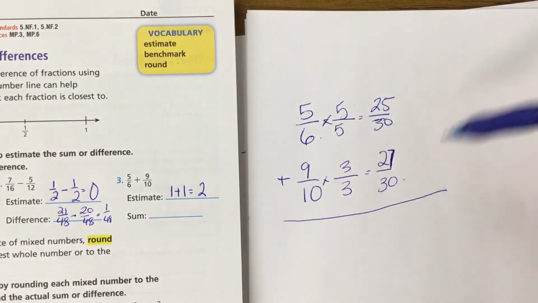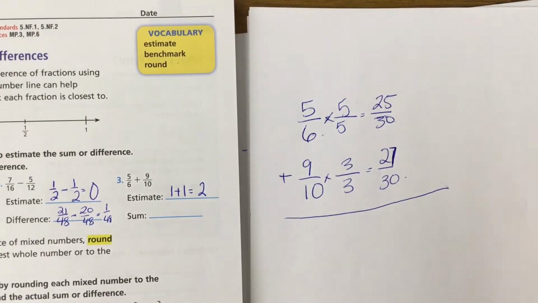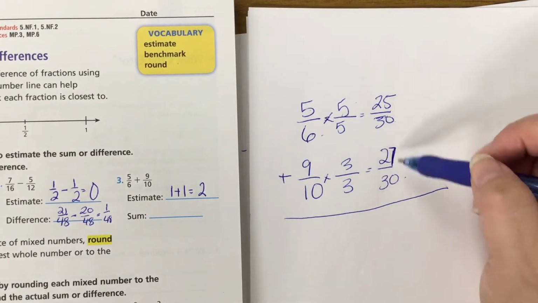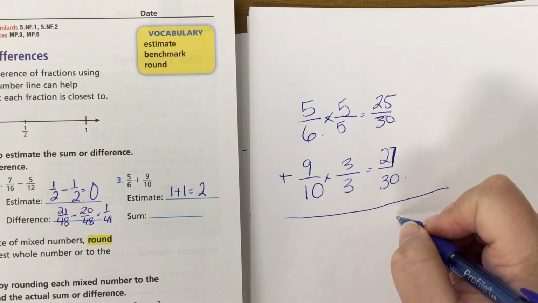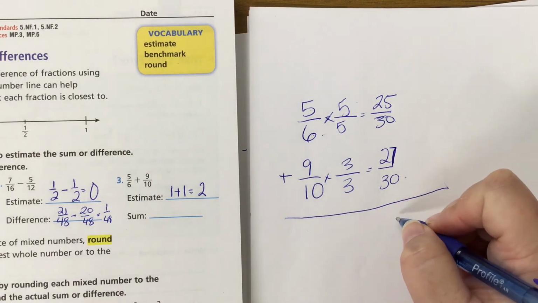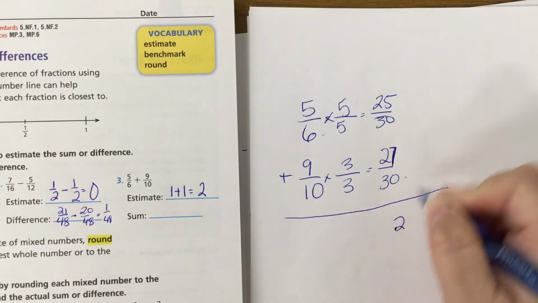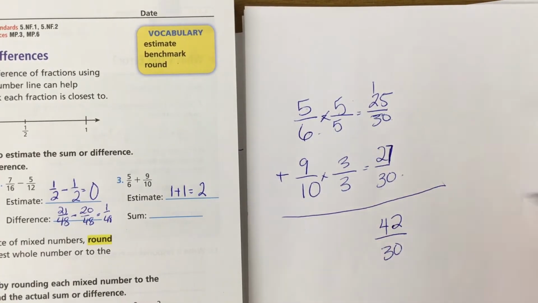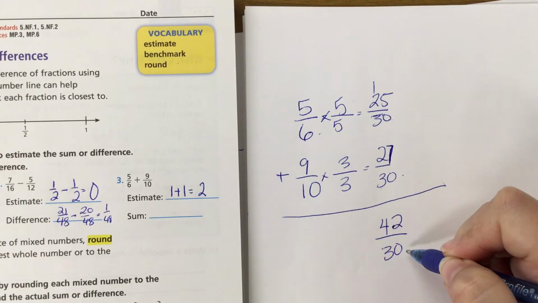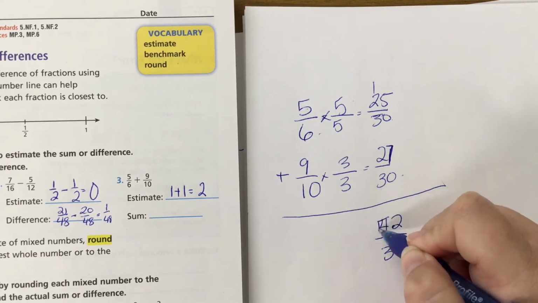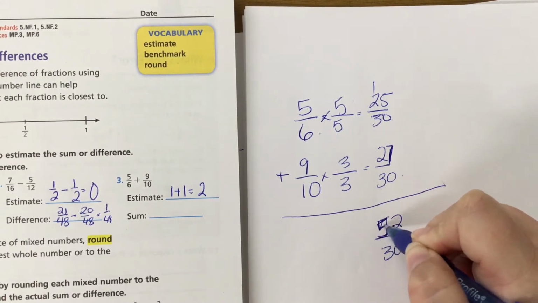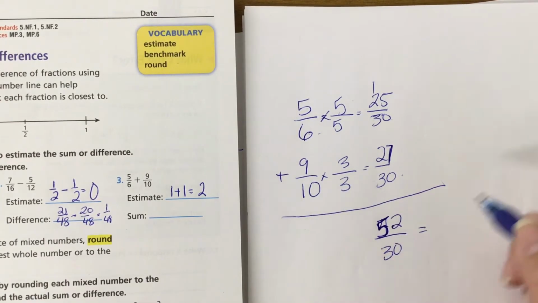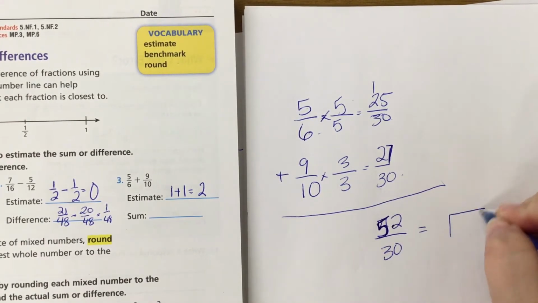So I'm going to add these up. Okay? Well, 25 plus 27 is 12. Is it 12? It's 12. Carry the 1. That's 42/30. Okay. So, is that right? No, 52/30. I was paying attention. It's late, I'm tired. Okay, so I've got to turn that into a mixed number.